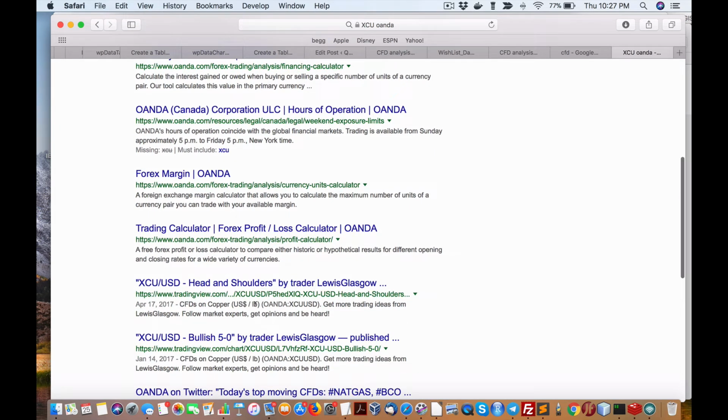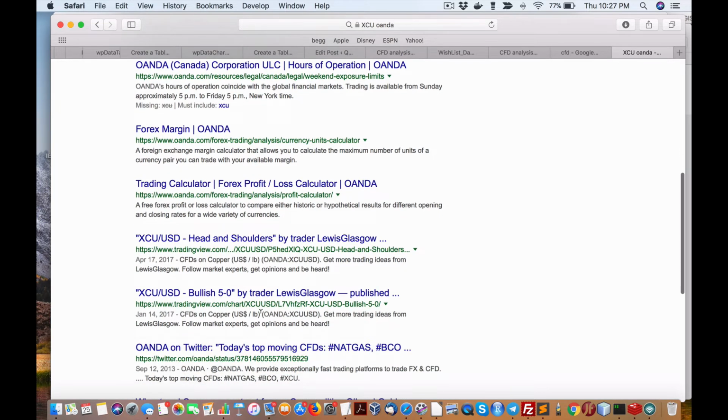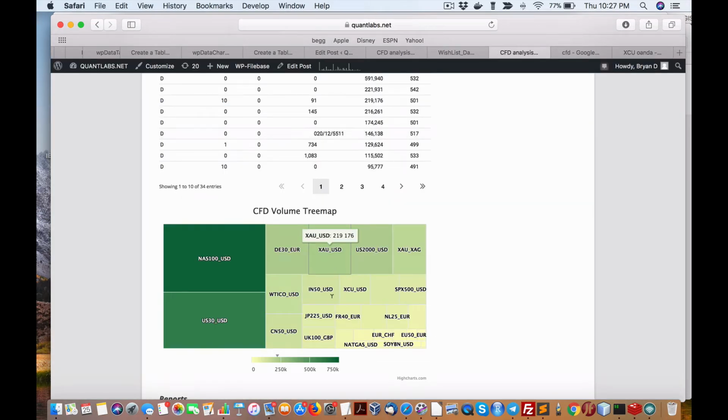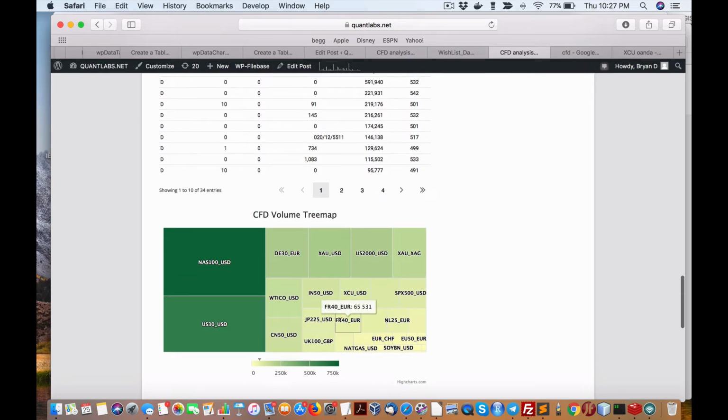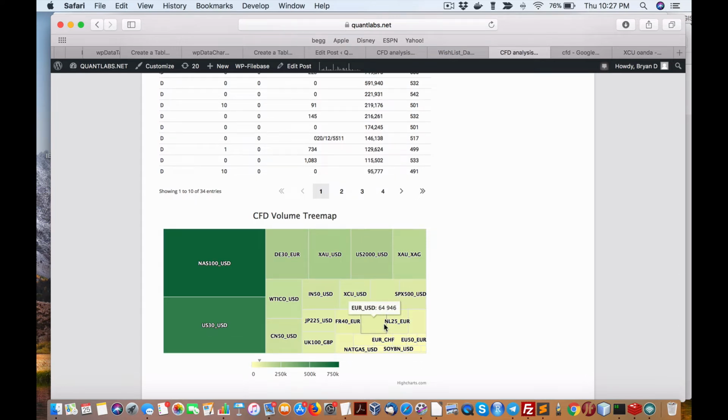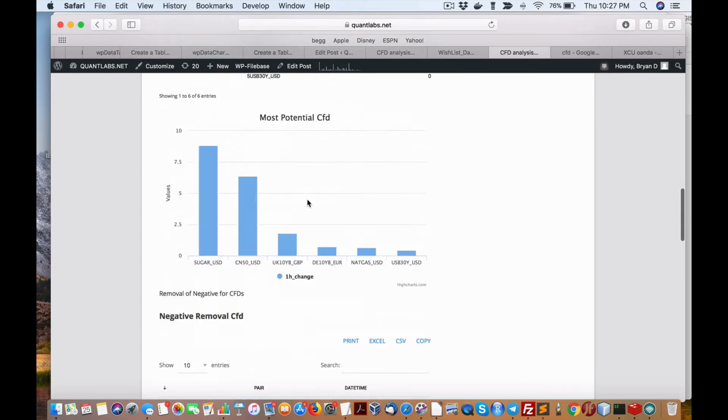XCU. I think it's palladium. I can't be for sure, but I'll just leave it at that. And then we have the SPX 500, Japan, France 540, natural gas, soybean here, some small ones, the EU, US dollar, Swiss franc, Australian 200, and so on and so forth. So just wanted to let you know that's that.